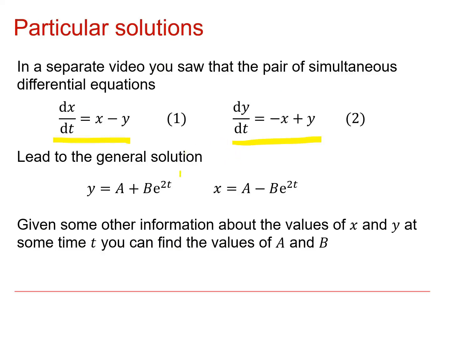And we found that they lead us to a general solution for y and x of a plus b e to the 2t for y and a minus b e to the 2t for x. If we're given some other information about the values of x and y at some time t, we can use that to find the values of a and b, and therefore the particular solution to this system of differential equations.